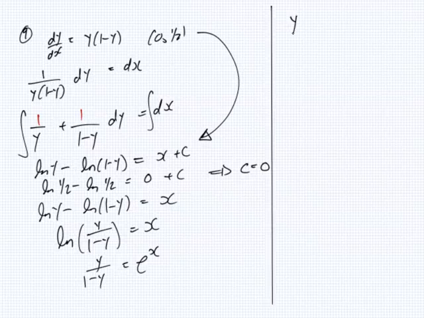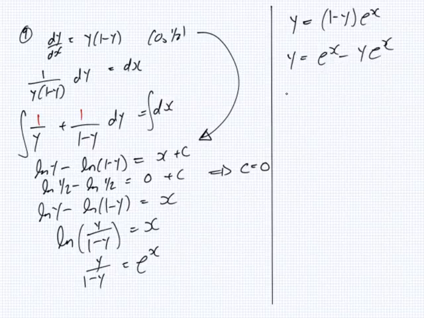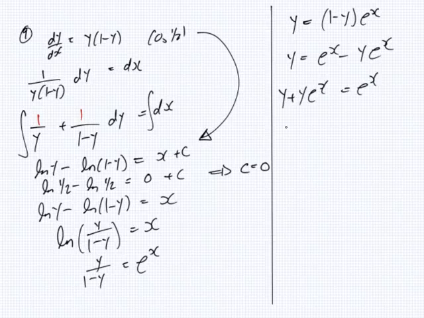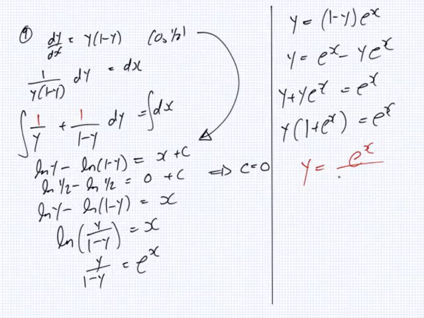So that means y equals (1 minus y) e^x, y equals e^x minus y e^x, y plus y e^x equals e^x, y(1 plus e^x) equals e^x, y equals e^x over (1 plus e^x) is the answer. I told you, it's a hard one.